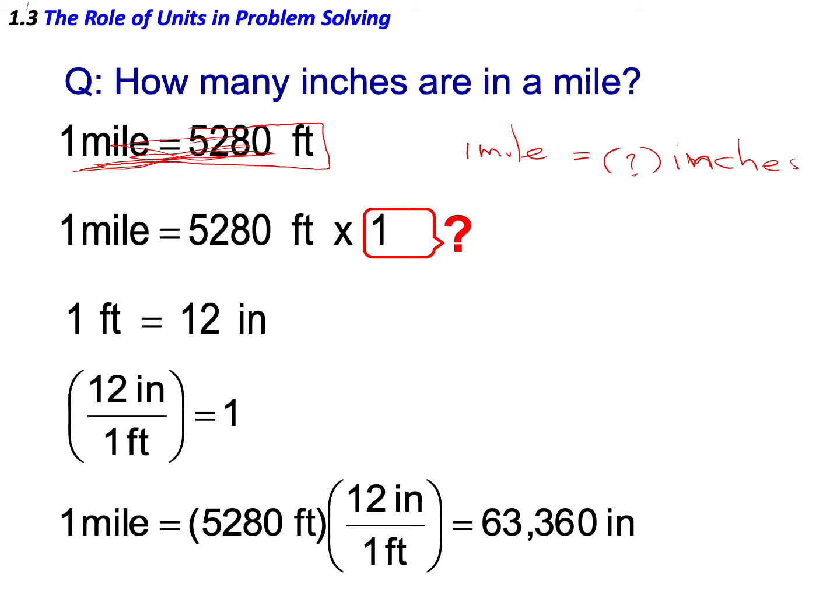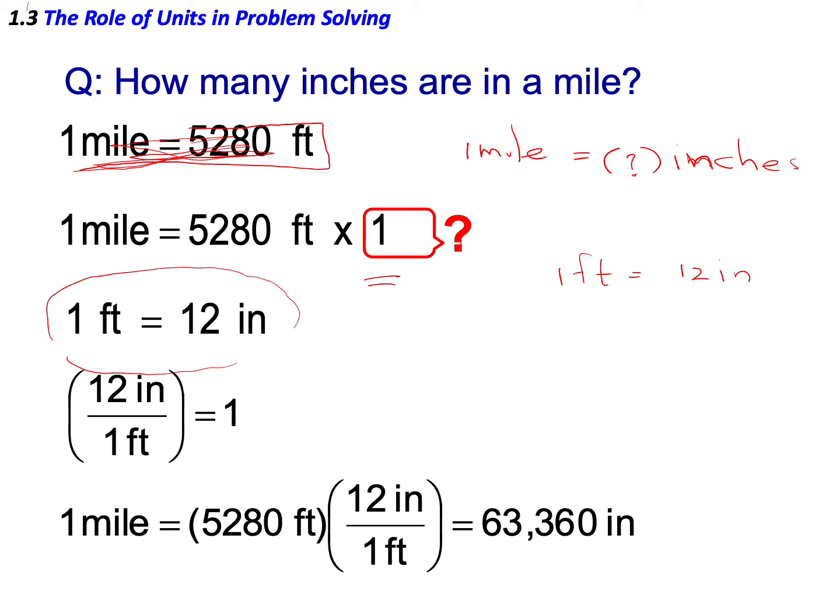So you multiply this by 1. So what does this 1 mean? As I mentioned earlier, multiplying by 1 doesn't make any change to this 5280 feet. So it is still 5280. But what we know is 1 foot has 12 inches. So we can use this to make this 1. So we know 1 foot has 12 inches.